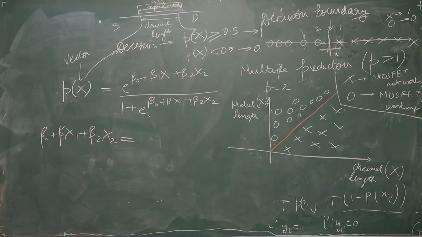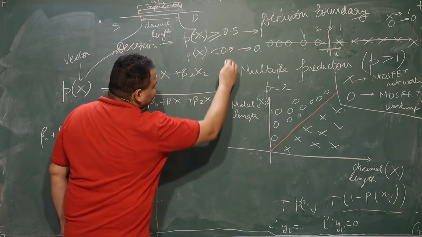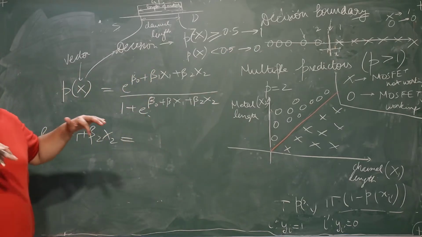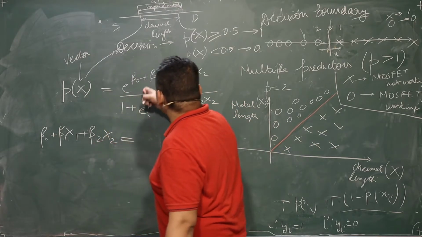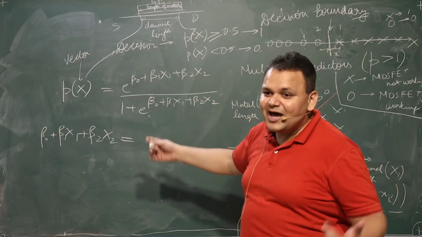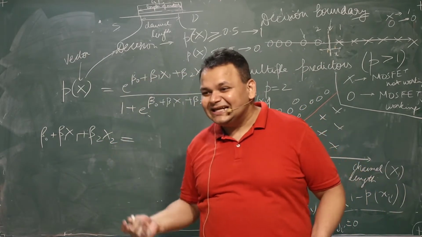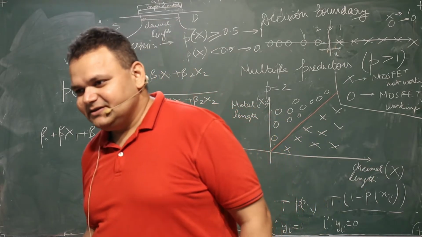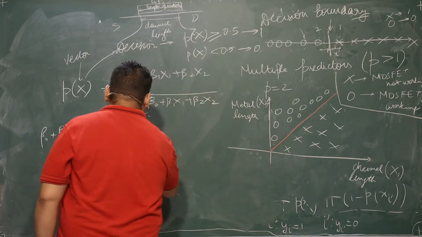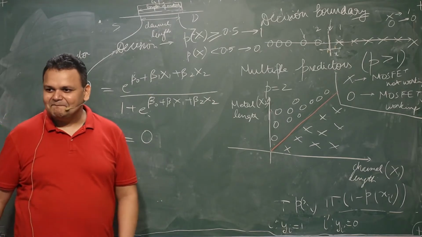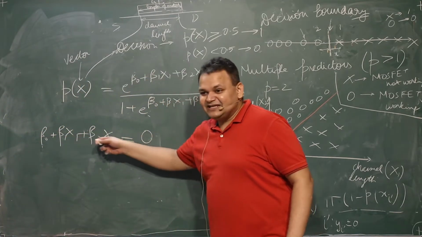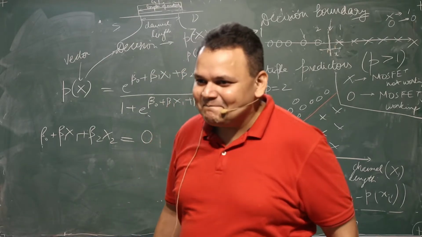Is that all right? So my decision, what is my decision point? The decision point is where my px is equal to 0.5. And where is my px equal to 0.5? The place where the argument of this exponent is 0. What does this give me? This gives me a straight line in x1 and x2, isn't it?